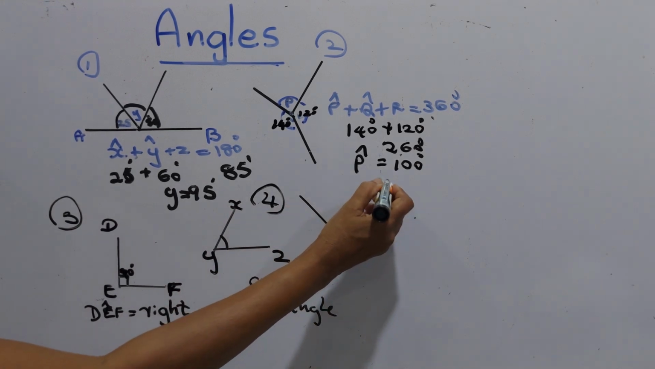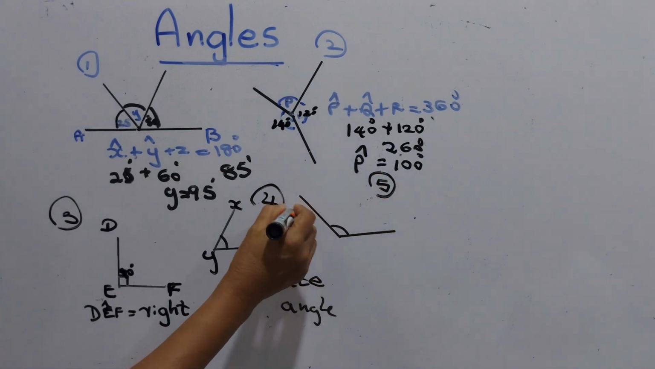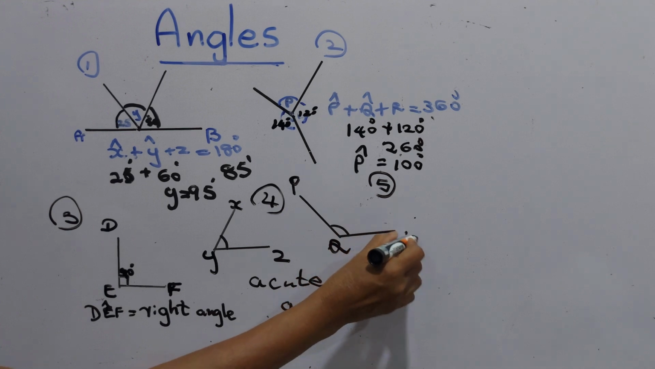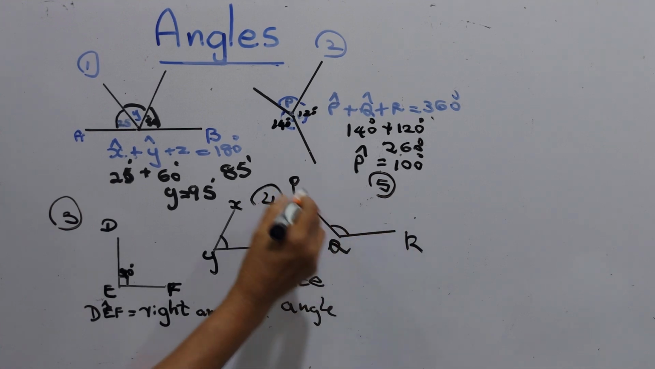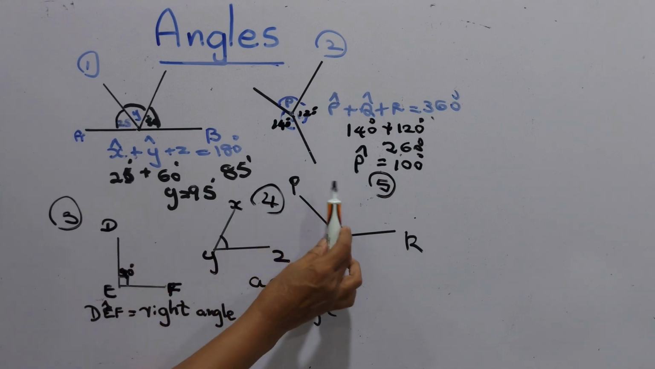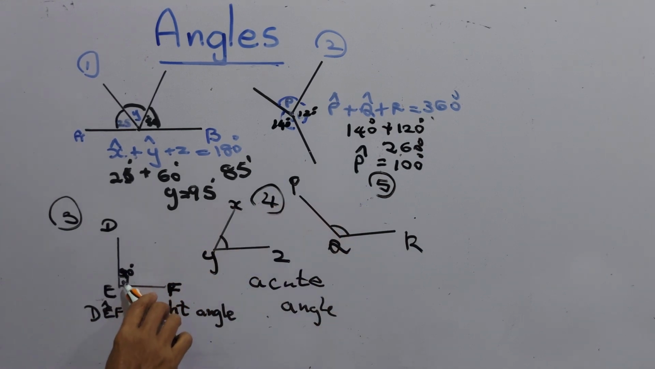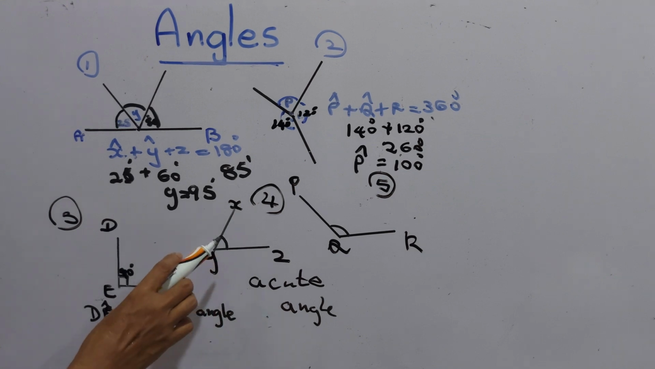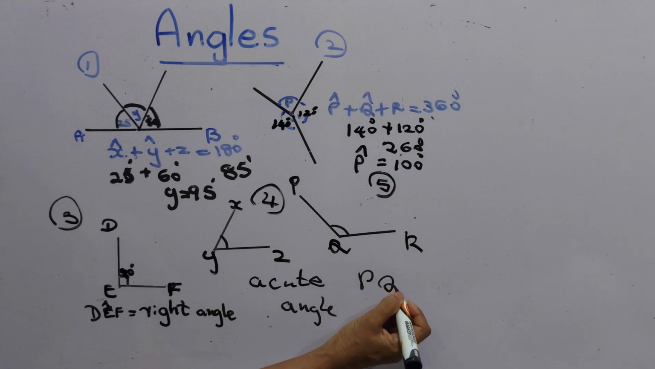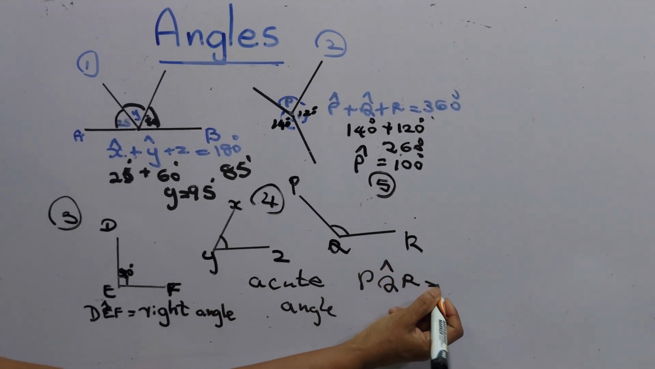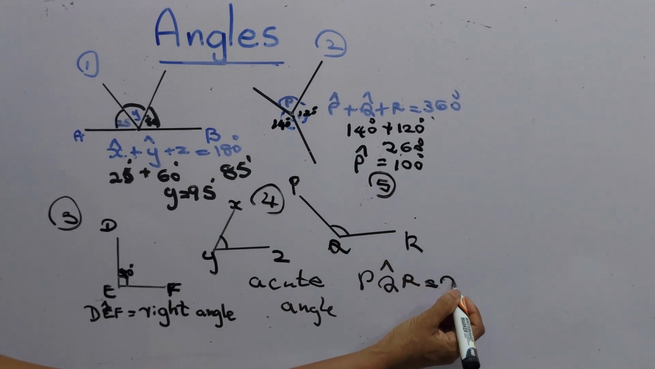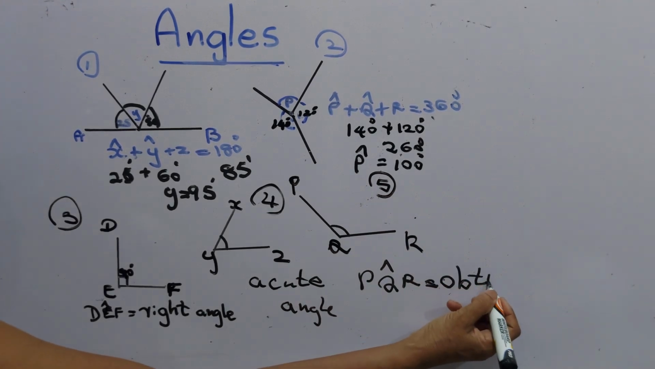Look at the fifth figure. We'll name it as P, Q, R. P, Q and Q, R. Two straight lines meet together in an angle that is more than 90 degrees. Here the 90 degrees, this is less than 90 degrees. This is more than 90 degrees. P, Q, R, that is more than 90 degrees, we name it as an obtuse angle.